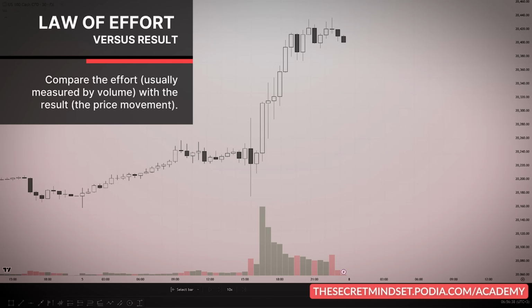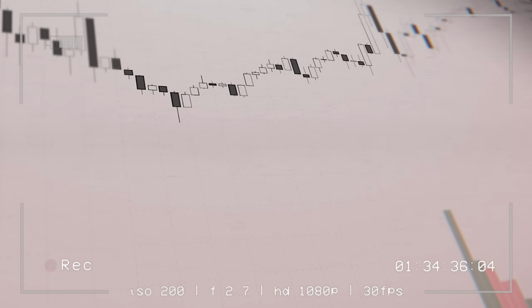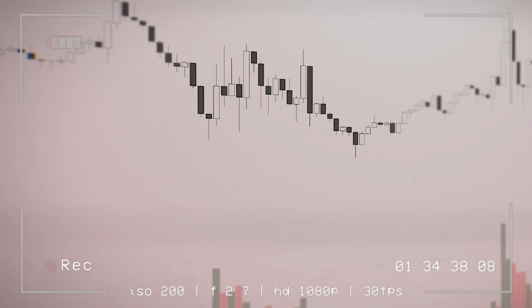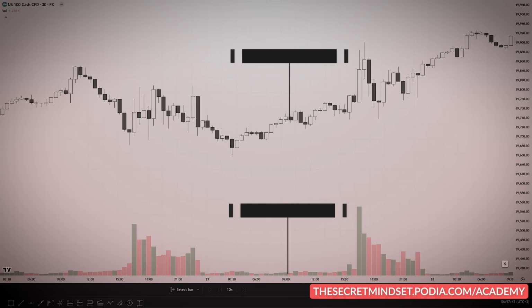Lastly, we have the law of effort versus result. This law helps us spot when something's off in the market. It's about comparing the effort, usually measured by volume, with the result, the price movement. Here's how it works. The market is always trying to move one way or the other. These attempts can be short or long. Either way, they represent effort, which we see as volume.